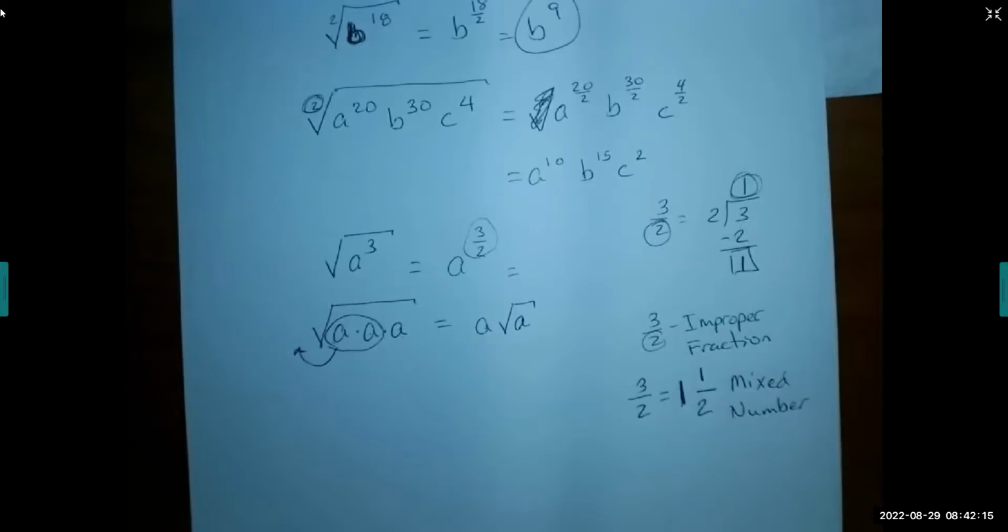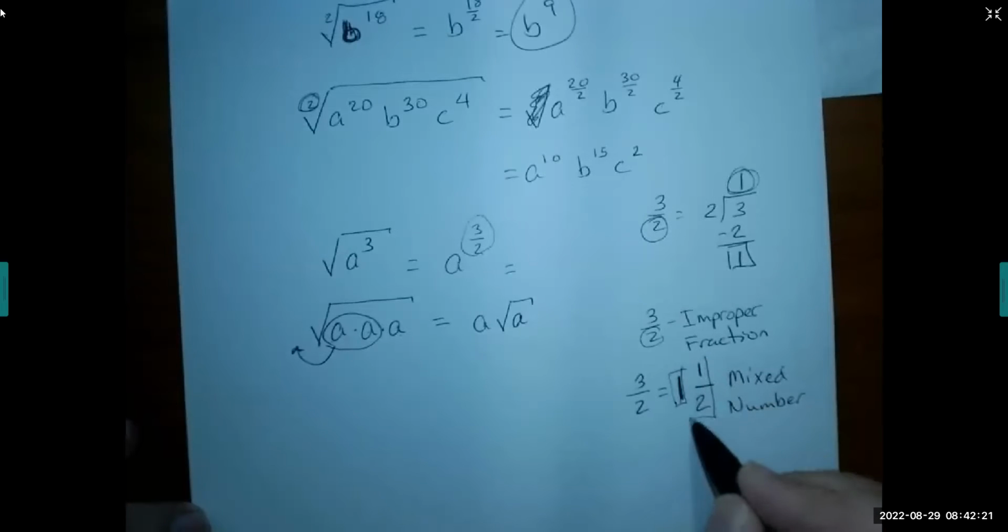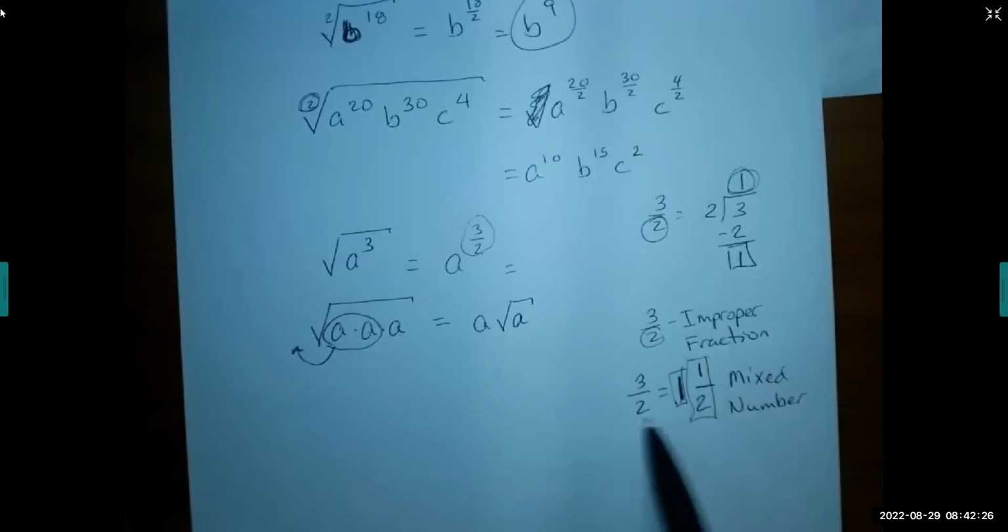It's called a mixed number. Why is it called a mixed number? It has an integer and it has a fraction. It's mixed, but they mean the same thing. Now, how does this relate to what we're talking about in radicals?